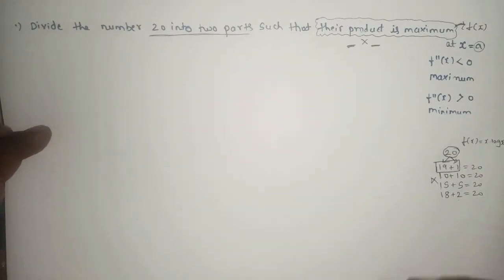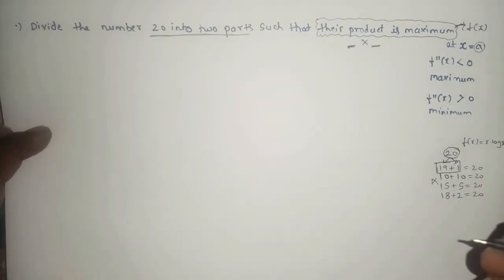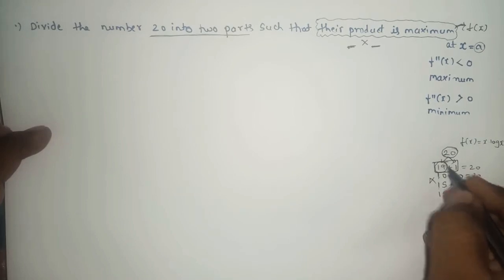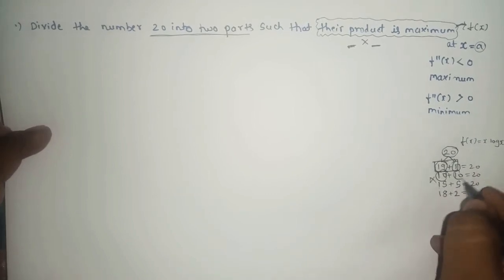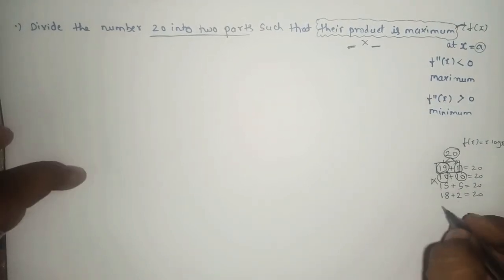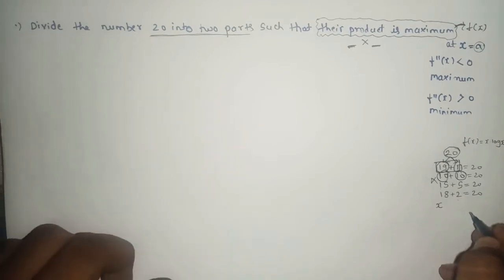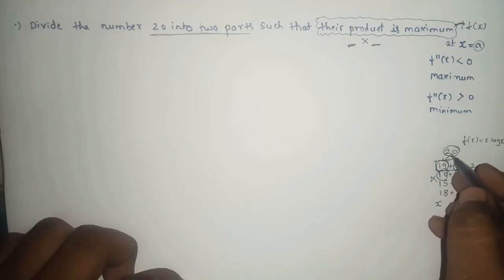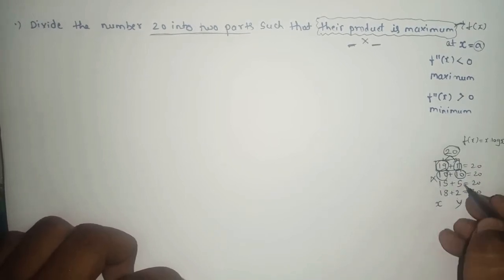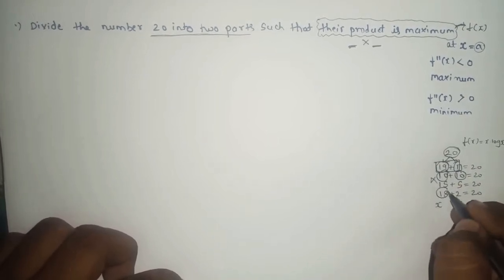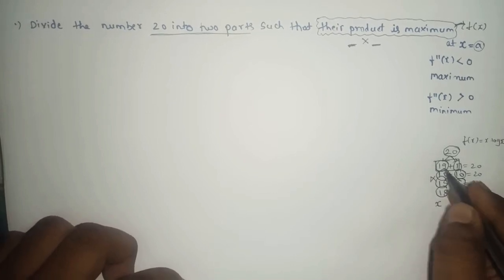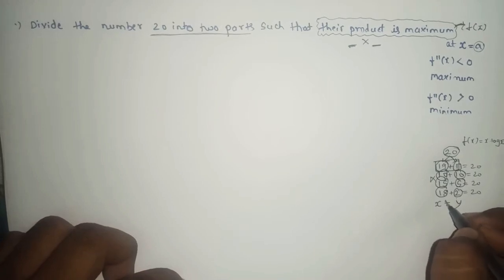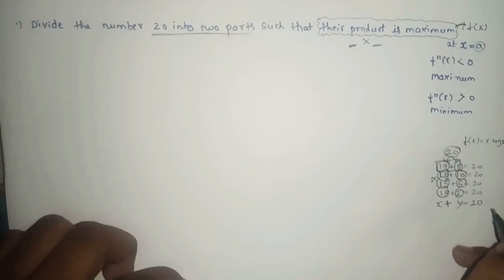So here we don't know exactly how to divide the number. We cannot divide directly as 19 plus 1, or 10 plus 10. So we'll consider the first part as x and the second part as y. We divided 19 and 1, 10 and 10, 15 and 5, 18 and 2, but we don't know the proper numbers, so we'll take the first part as x and the second part as y. But its sum should be equal to what? It should turn out to be 20.